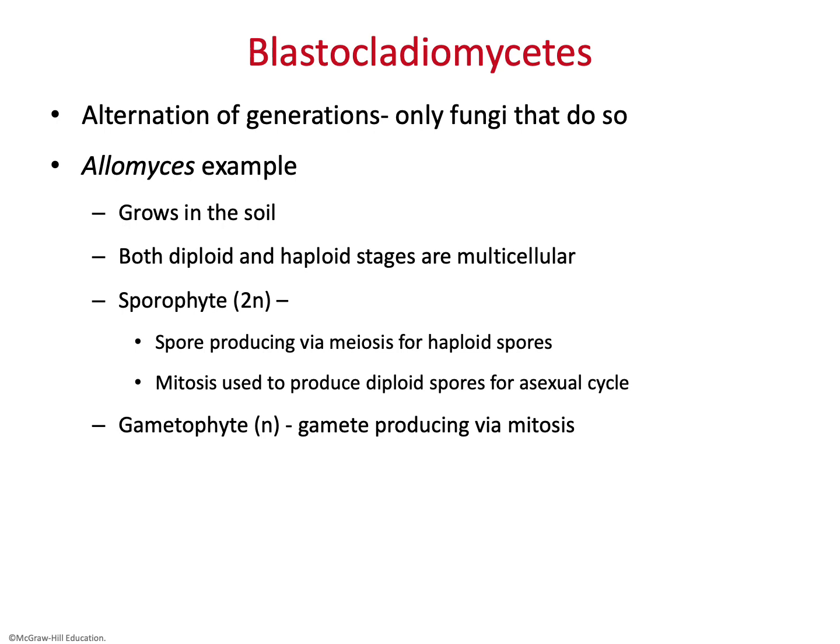The most distinguished feature of Blastocladiomycetes is their alternation of multicellular haploid and diploid life cycles. They alternate a diploid spore-producing sporophyte with a haploid gamete-producing gametophyte. Both generations are multicellular, while the sporophyte produces spores by meiosis and the gametophyte produces gametes by mitosis.